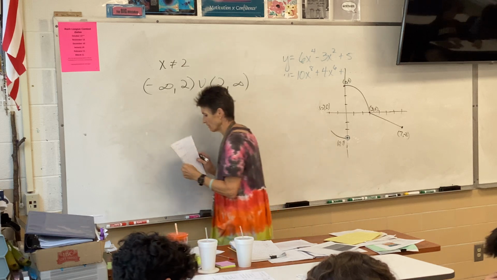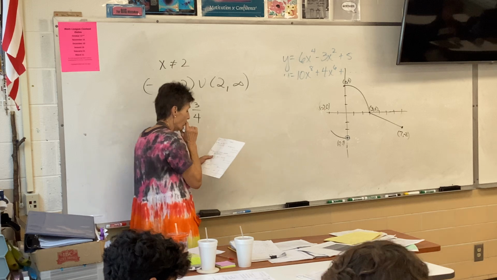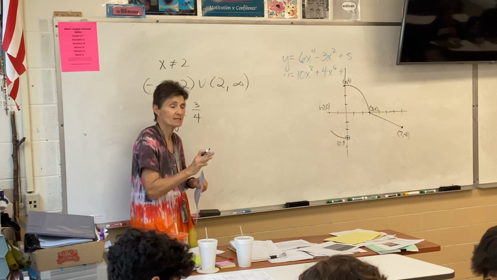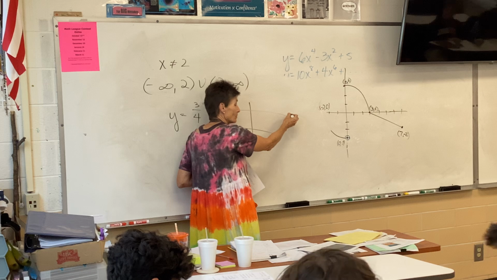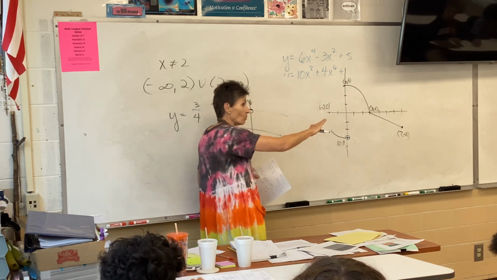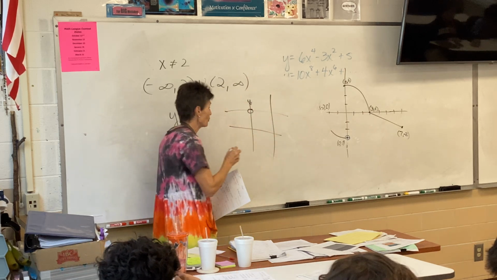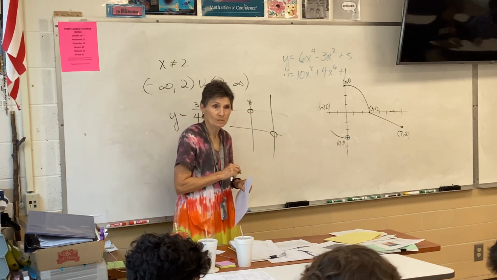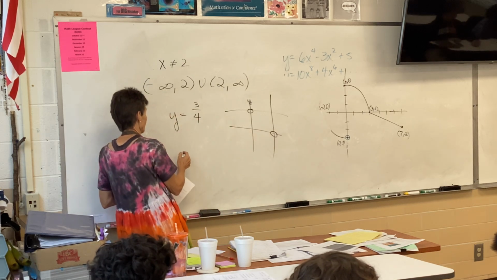Where is the horizontal asymptote of this function? Y equals 3/4. Now again, it's so simple, but it's so dumb to miss these points. If you're talking about a horizontal line, you're crossing the y-axis, so you are y equals. If you're talking about a vertical line, you're crossing the x-axis, so you are x equals, right? Yep. Okay.